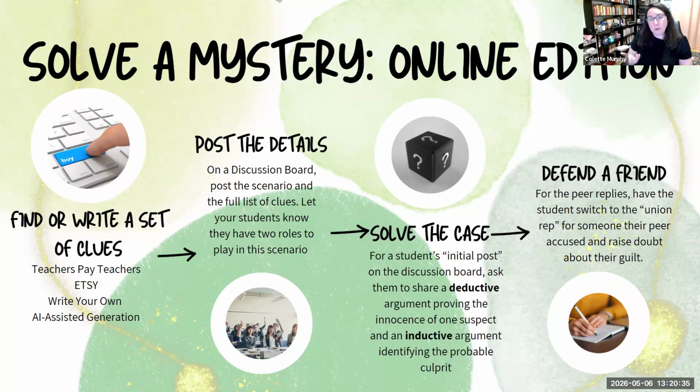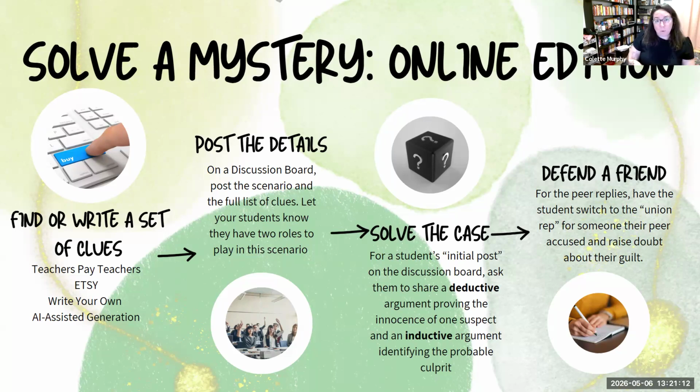Then on a discussion board, you're going to post the details. You'll post a scenario, what's the situation, what's the mystery that the students are trying to solve, with the full list of clues, and then give the students two specific roles in the scenario. One that will be the role that they have to play for their initial post, and then a role that they have to play when they're doing replies to their peers. So for me, their initial post is always some sort of solve the mystery. Give a deductive argument based on the clues, proving that one suspect is innocent, and then an inductive argument arguing the probability of who a culprit might be based on the clues.